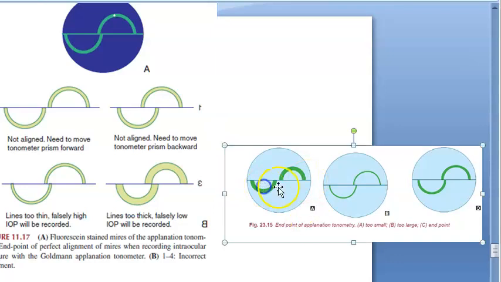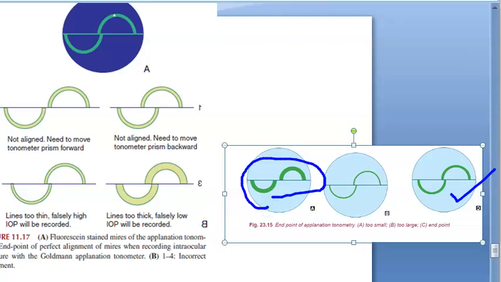Now coming to this one. Endpoint of tonometry. See this one, they're telling you A is too small, B is too large. This is the endpoint. This is perfect. Why are they saying this is so small? Shouldn't this be too thick or something?